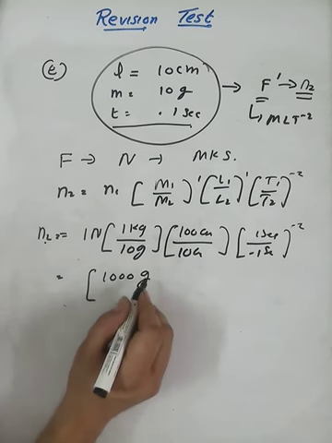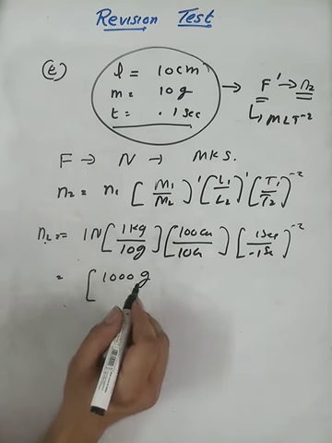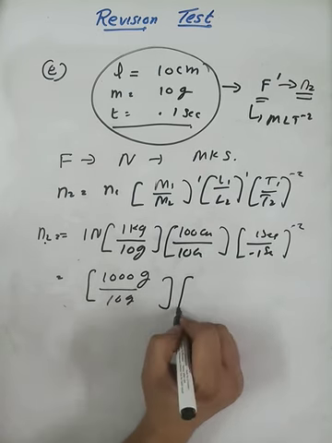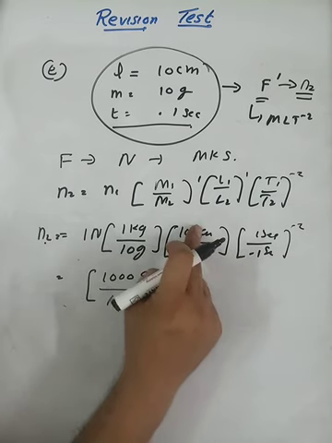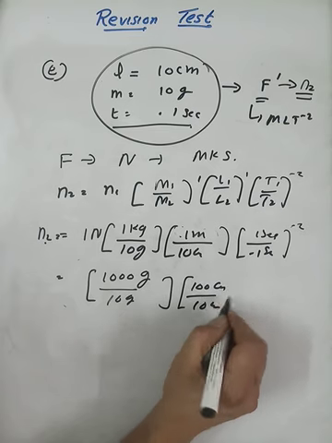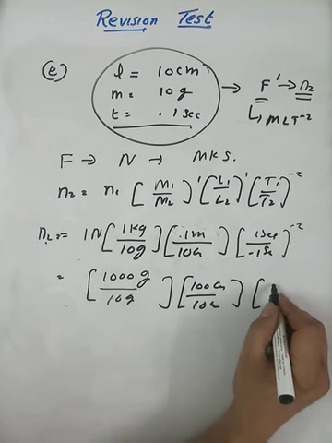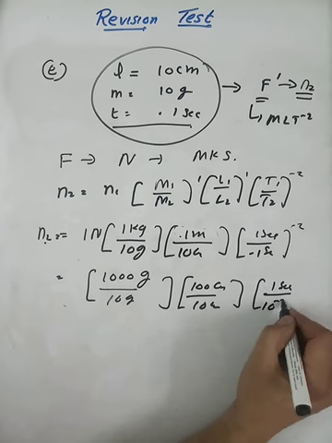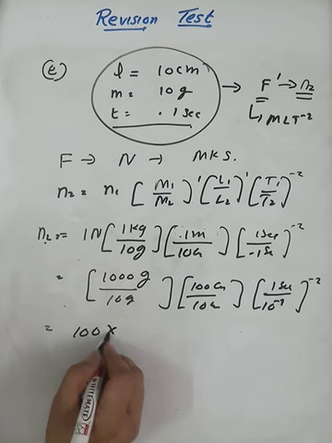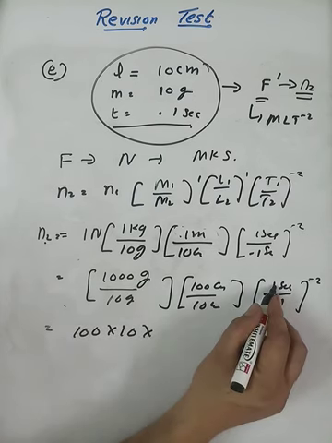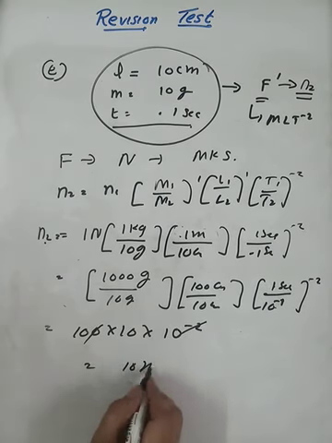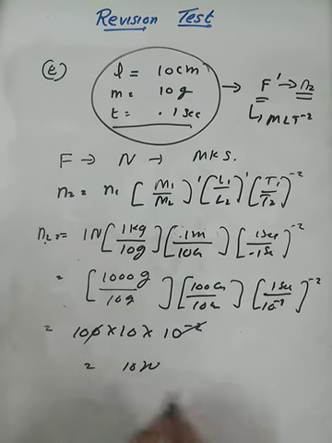So 1000 gram upon 10 gram, times 100 centimeter upon 10 centimeter, times 1 second upon 10 to the power minus 1, whole to the power minus 2. That is 100 into 10 into, this minus 1 goes up, so 10 raised to the power minus 2. It is 10 Newton. I think the option will be C.